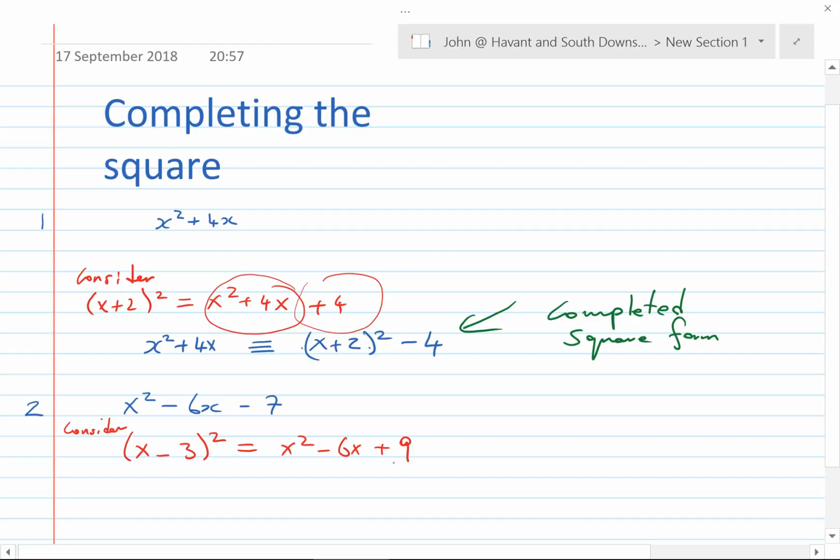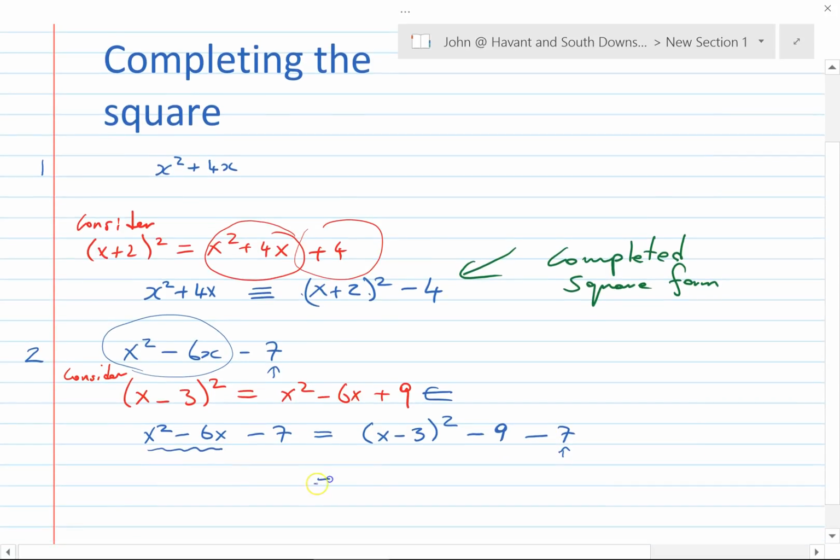Okay, so if we want to complete the square for it, for the x squared minus 6x bit, we can replace that with x minus 3 squared, take away 9 because of that 9 there. But don't forget that's just the first two terms we've got there. So don't forget the 7 at the end that we've got here. So that comes to x minus 3 squared take away 16.